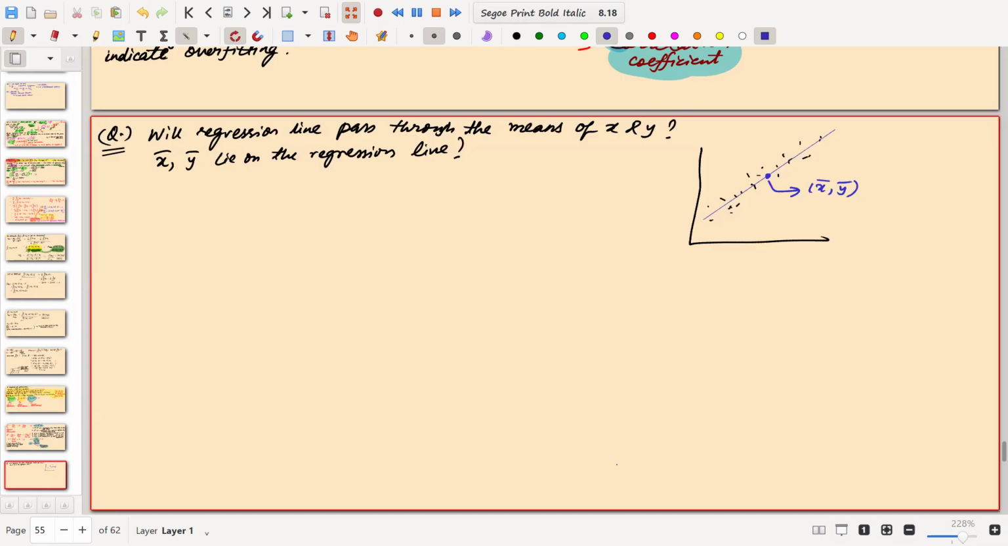Might be, might not. What does it mean, might be? That means it also might not be. If you want to say must be, it should pass. It must pass through the regression line always. Is this correct? X bar, Y bar will always pass through the regression line. Why?